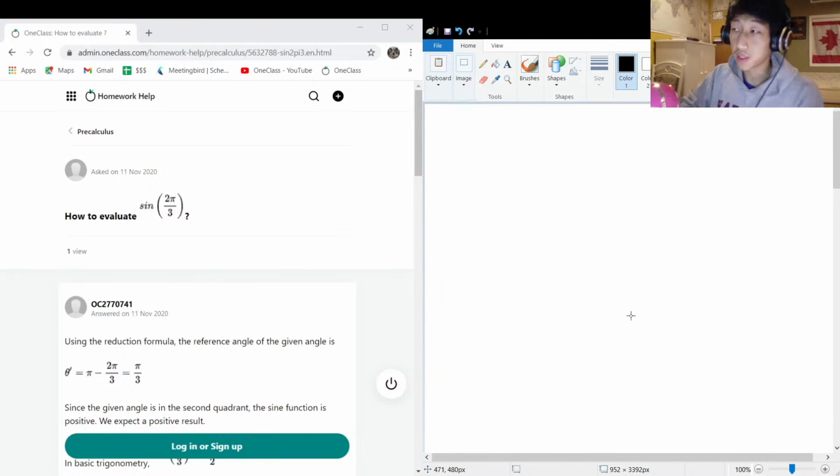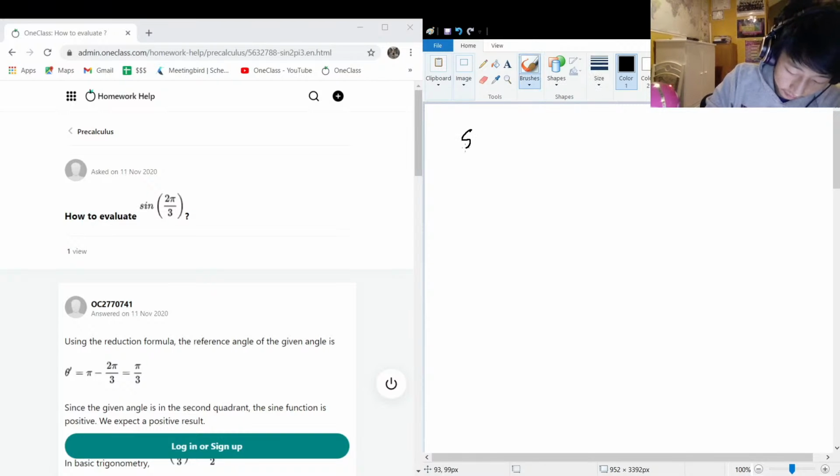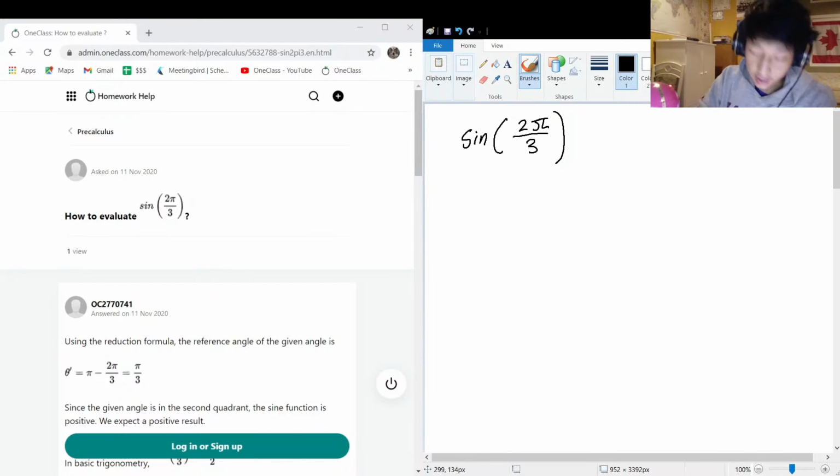Okay, so we can keep it moving on to the next question that we got on the menu today, which is asking us, how do we evaluate sine of 2 pi over 3? Now, this is a radian value.